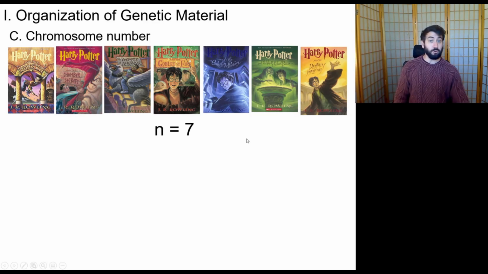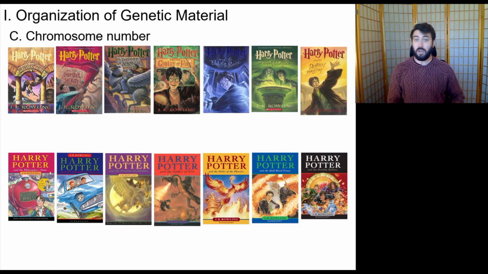Well, if you said haploid, you would be correct. So this is how you'd write haploid, with 7 chromosomes. You have N to designate haploid, you have one set, and then there's 7 chromosomes in total. Okay, now let's assume you also happen to have the British edition of the Harry Potter series. It's the same 7 books, the same major storyline in each book, but now we might have some kind of British slang thrown in there.